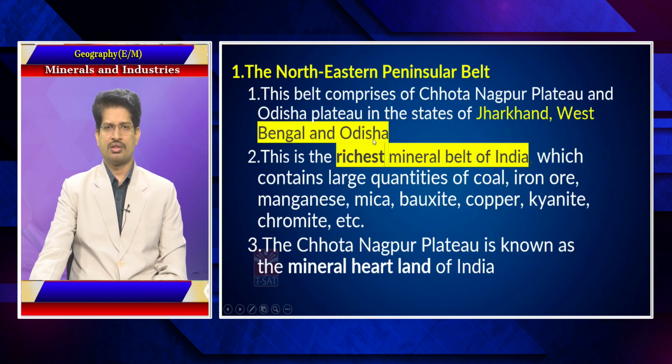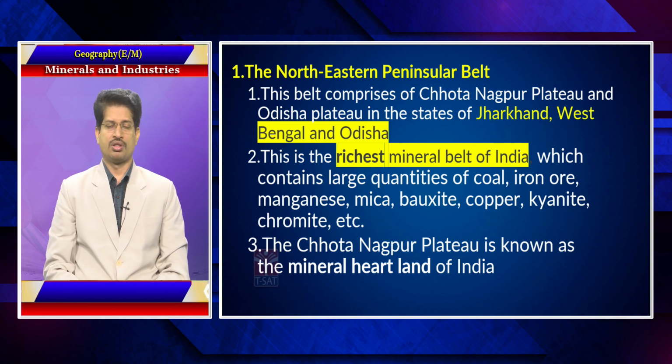Bengal and Odisha together form the richest mineral belt of India, which contains large quantities of coal, iron ore, manganese, mica, bauxite, copper, kyanite, chromite, etc. The Chota-Nagpur plateau is known as the mineral heartland of India. There might be a question: which region of India is considered the mineral heartland of India? The answer is the Chota-Nagpur plateau.